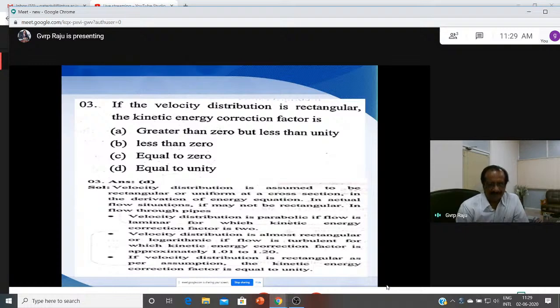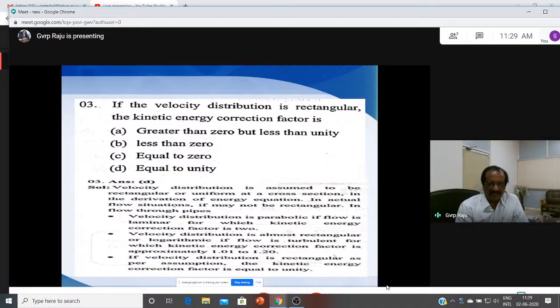If the velocity distribution is parabolic, that means the flow is laminar, and for laminar flow the kinetic energy correction factor is 2. This is additional information from the coaching material and also from fluid mechanics and hydraulic machines. If the flow is turbulent, the kinetic energy correction factor is 1.01 to 1.2.